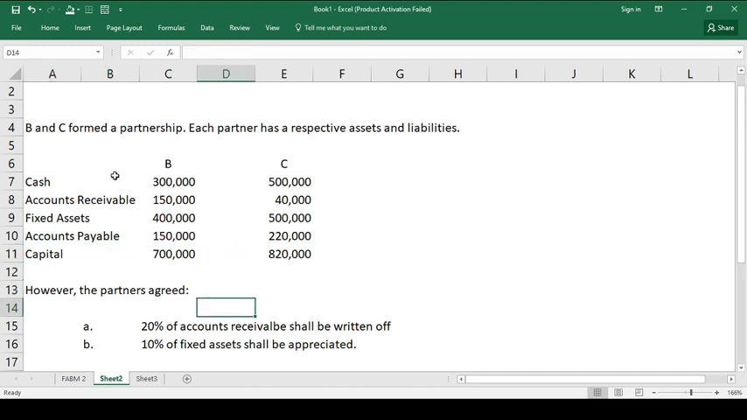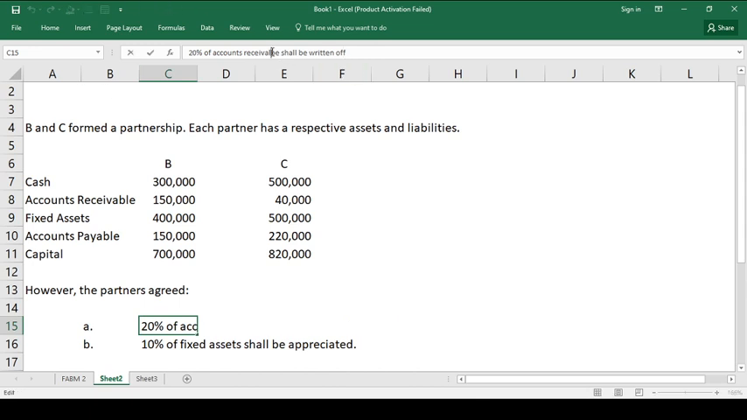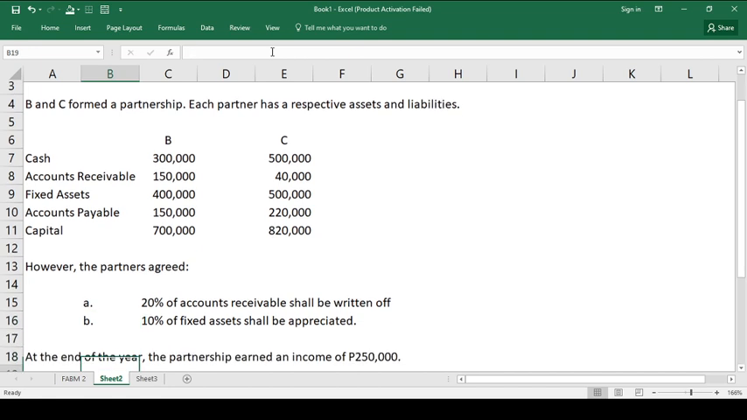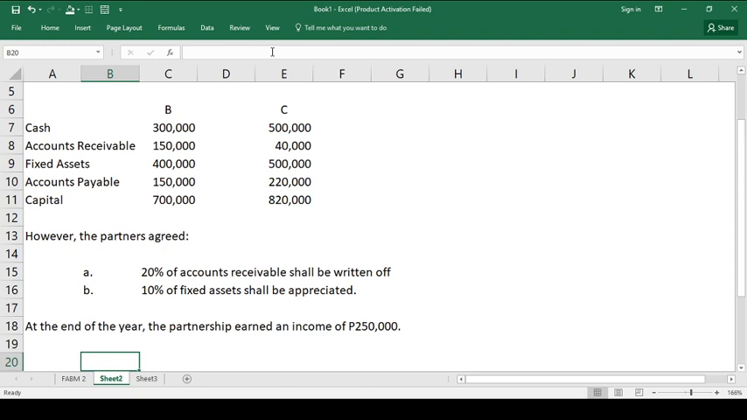820. However, during the formation of the partnership, the partners agreed that 20% of the accounts receivable of each, B and C, will be written off. Then 10% of the fixed asset shall be appreciated, meaning we will raise the value of the fixed asset. And at the end of the year, the partnership earned an income of 250,000.